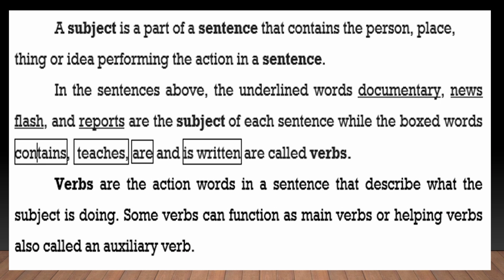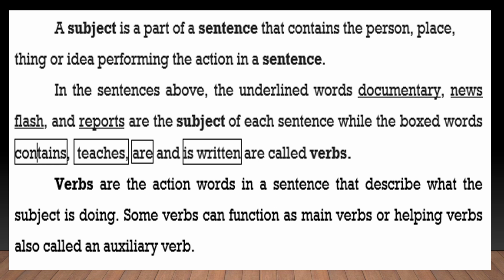When we say a subject, it means a part of a sentence that contains the person, the place, thing, or idea performing the action in the sentence. In the sentence above, the underlined words documentary, newsflash, and reports are the subject of each sentence, while the boxed words contains, teaches, are, and is written are called verbs. Verbs are the action words in a sentence that describe what the subject is doing.